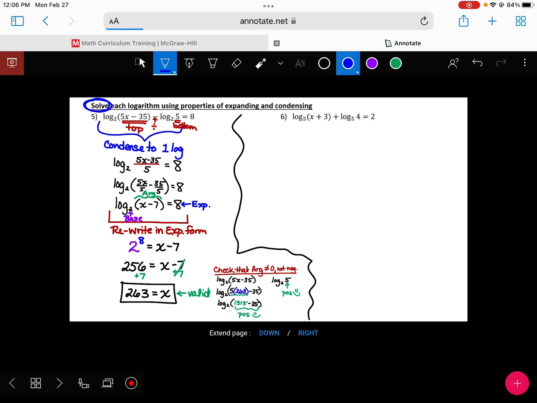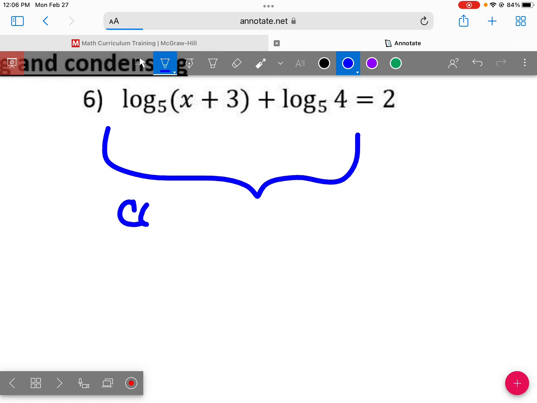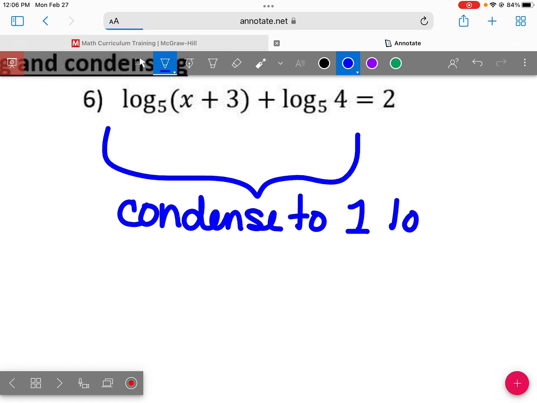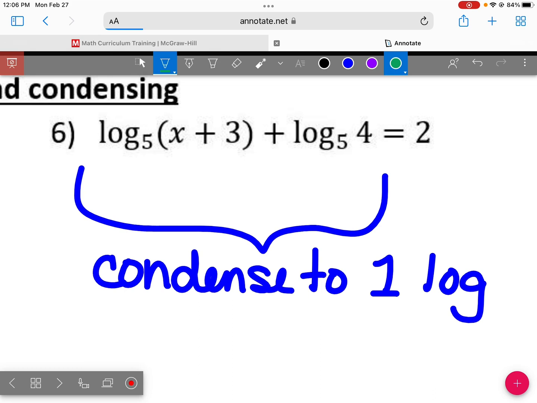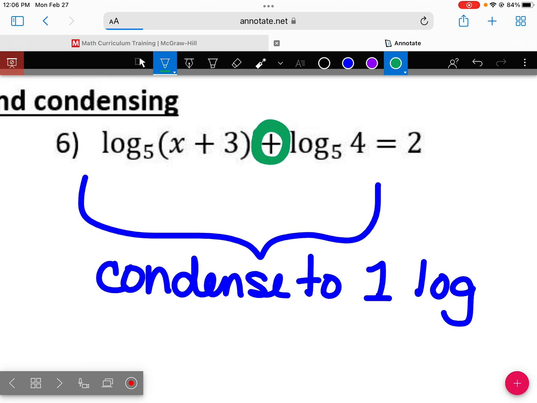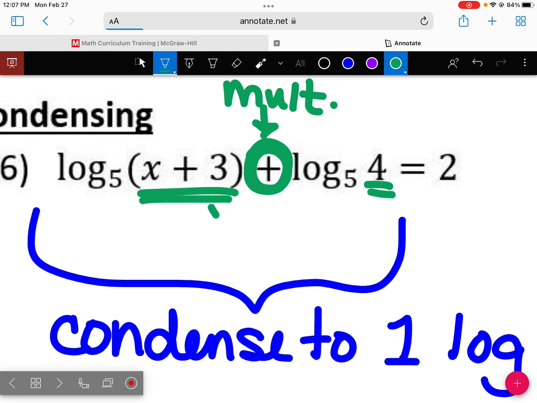How many logs do I have on the left-hand side? 2. I want to condense this into 1 log. Do I need the powers property? No. Do I need the product property? Yes. It has a plus sign in between it. If I'm condensing, I look for a plus. Quotient only when you see a minus. This is going to turn into multiplication. What are we multiplying? Yep, we're going to multiply these together.